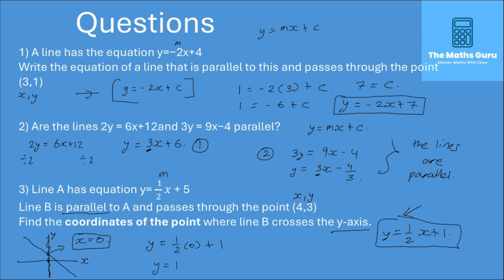Therefore, y is equal to 1. So our coordinates are going to be (0, 1), where x is 0 and y is equal to 1.